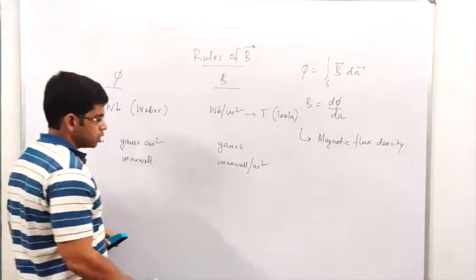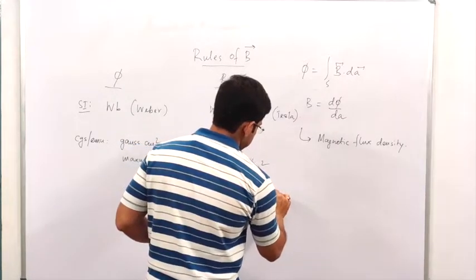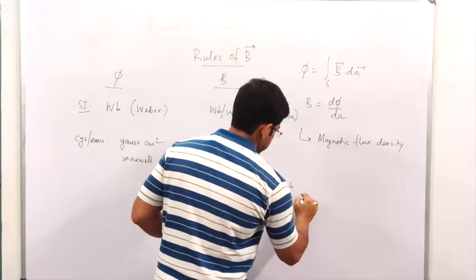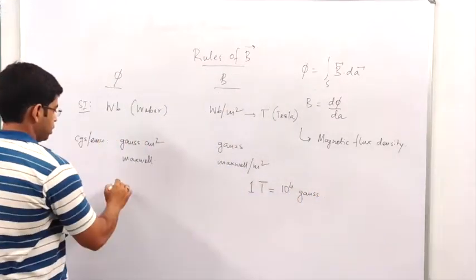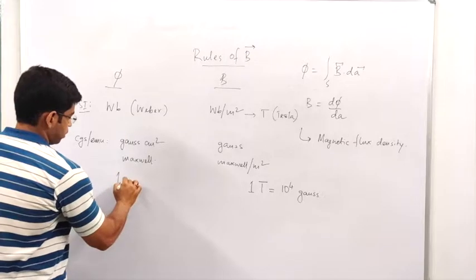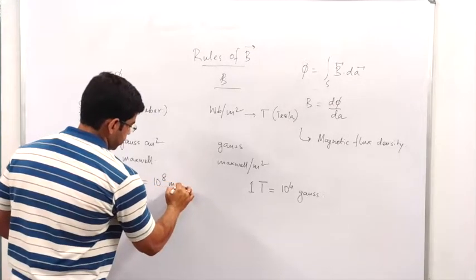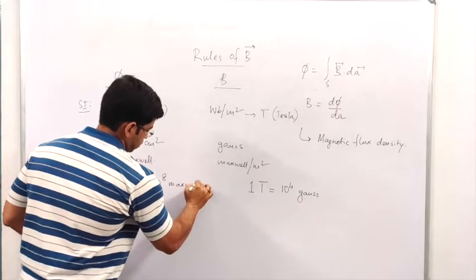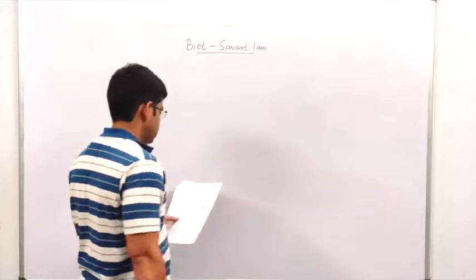Now the interconversions between CGS and SI units: 1 Tesla is equal to 10 to the power 4 Gauss, and 1 Weber equals 10 to the power 8 Maxwell. The next is Biot-Savart law.